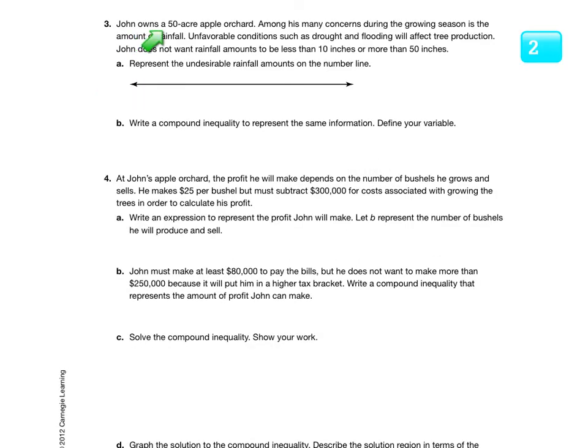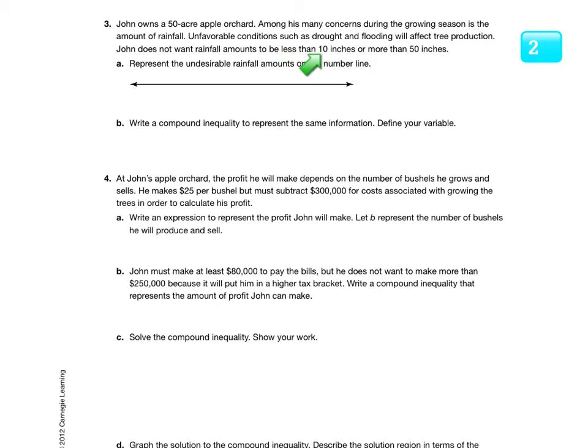John owns a 50-acre apple orchard. Among his many concerns during the growing season is the amount of rainfall. Unfavorable conditions such as drought, which means no rain, and flooding, which means massive amounts of rain, will affect tree production. John does not want rainfall amounts to be less than 10 inches or more than 50 inches. So less than 10 inches would represent a drought. More than 50 inches would represent a flooding, and that could be bad too for the trees. Represent the undesirable rainfall amounts on the number line.